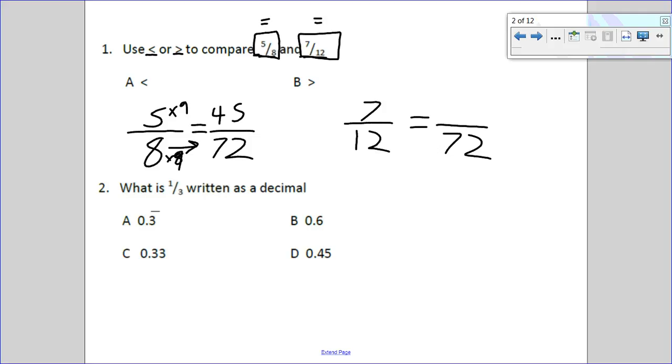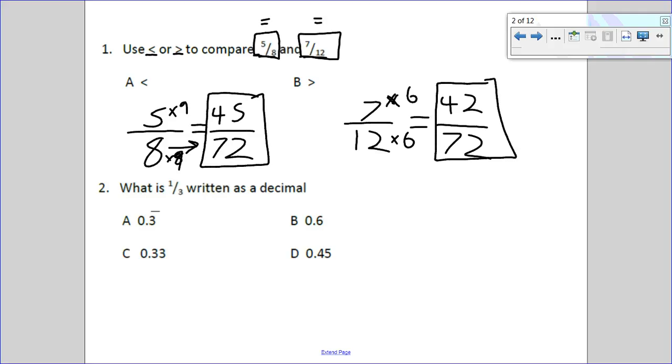Now, the way to change 12 into 72, multiply it by 6. 6 times 12 is 72. So, since we did that to the bottom, we have to do it to the top. 7 times 6 is 42. So now we have changed our fractions into two equivalent fractions, and now we can compare them.